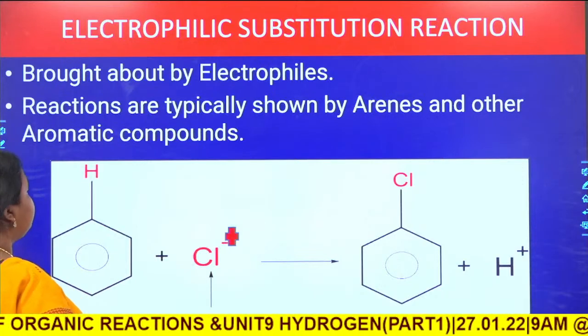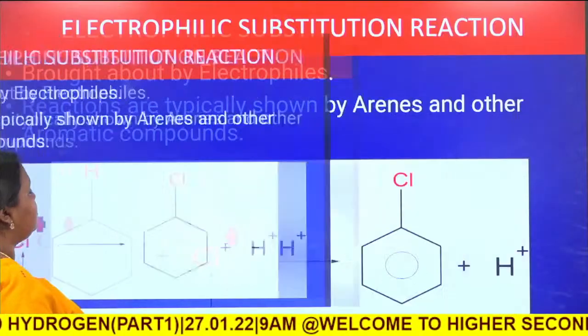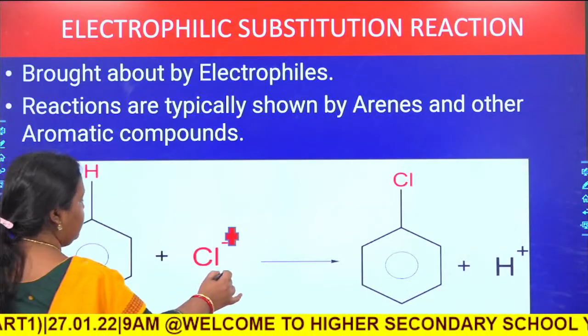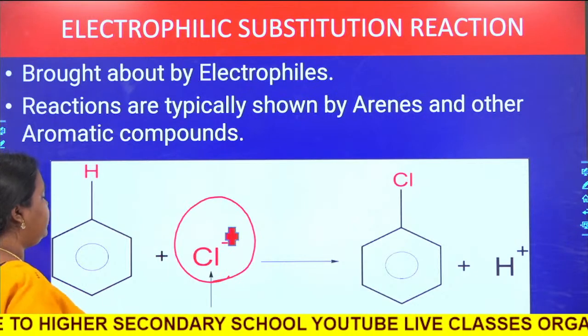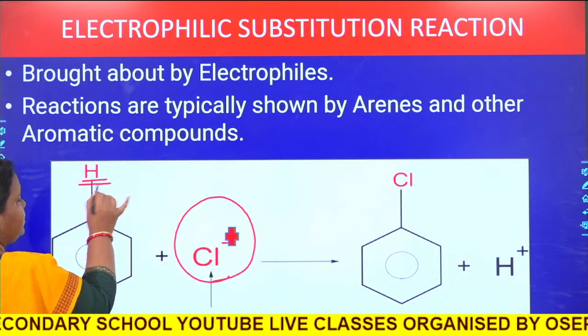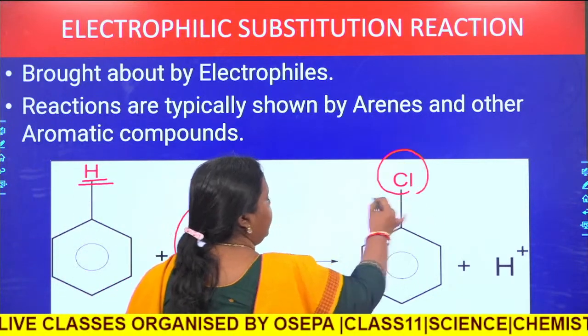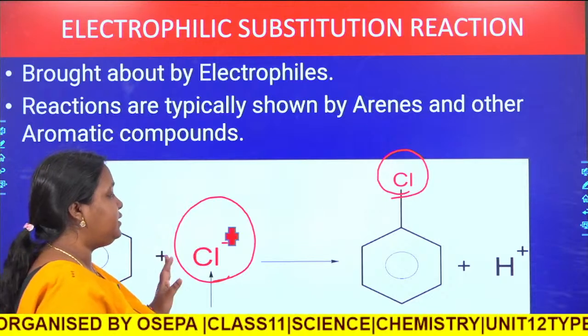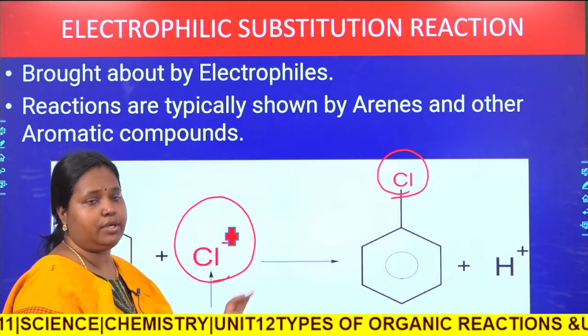This is an example of an electrophilic substitution reaction. Here this is Cl plus, the chloronium ion. The chloronium ion is displacing this hydrogen, and in place of H this chlorine atom is getting substituted. Hence, it is an example of an electrophilic substitution reaction.